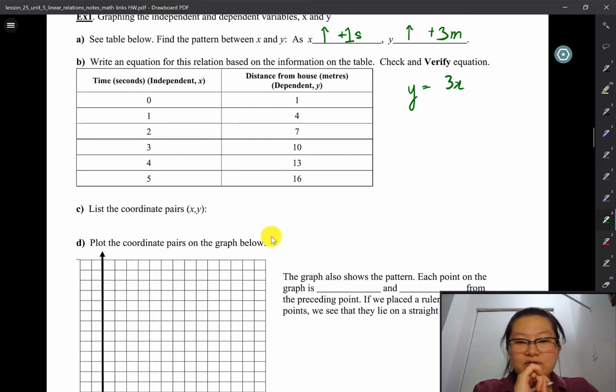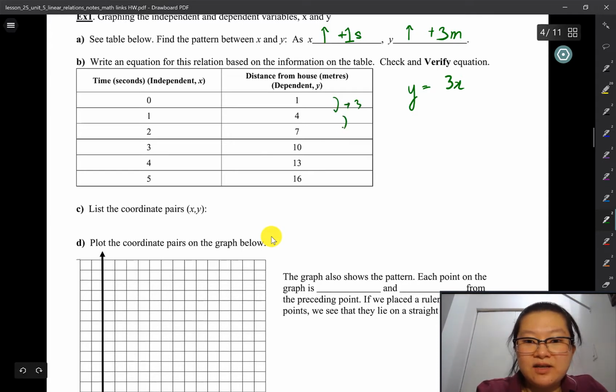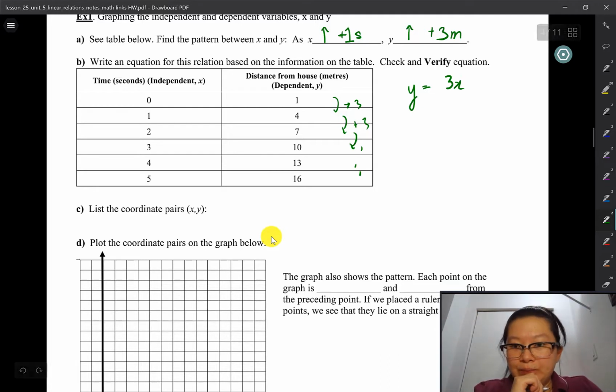Which means if 2 seconds pass by, my person is going to be plus 3, plus another 3 away from the house. Plus 3, and the pattern keeps going. Okay? So it's likely that's going to be our starting pattern.